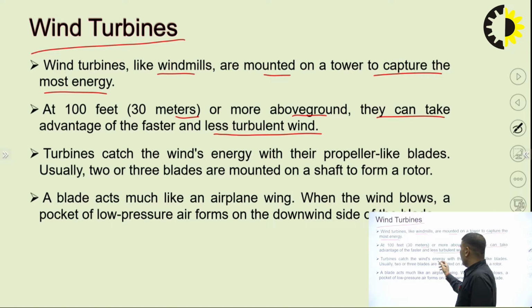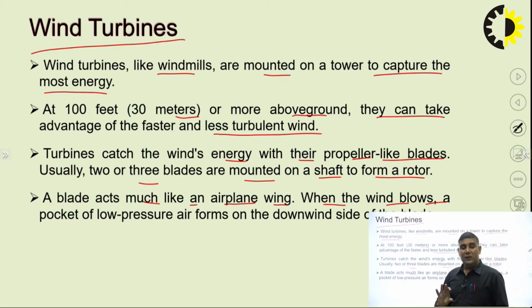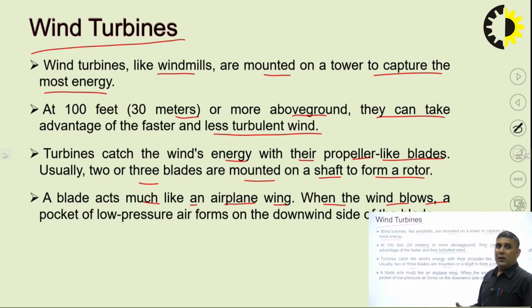Turbines catch the wind energy with their propeller-like blades, and usually 2 or 3 blades are mounted on a shaft to form a rotor, the rotating part. The blades act much like aeroplane wings. When the wind blows, a pocket of low pressure air forms on the downside of the blades, and they start rotating either clockwise or anti-clockwise, and that is converted into electrical energy.